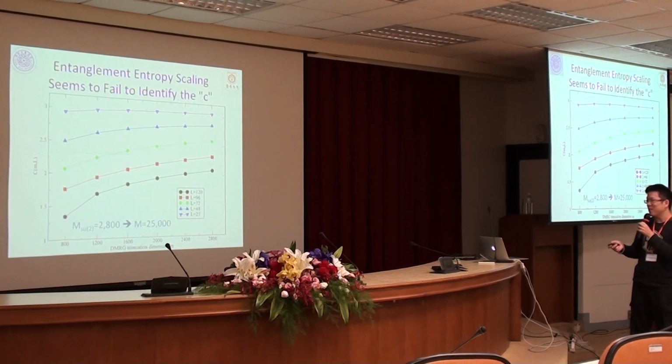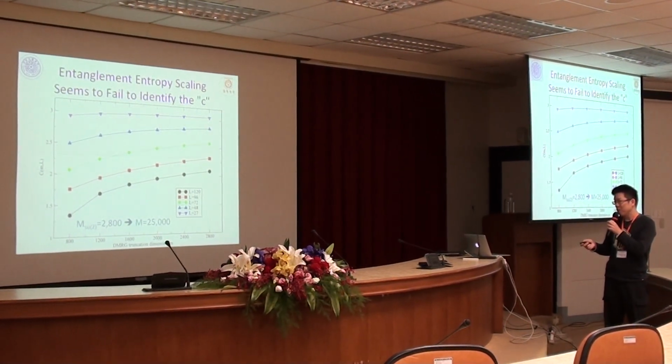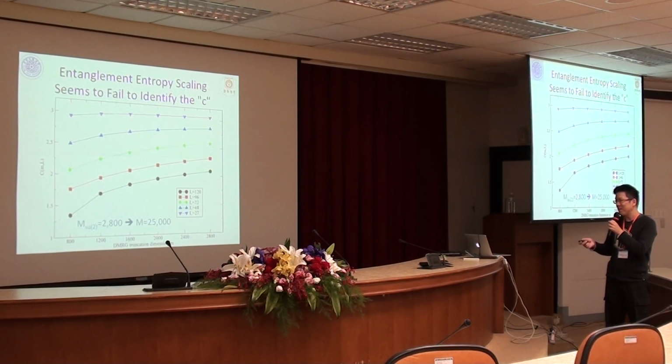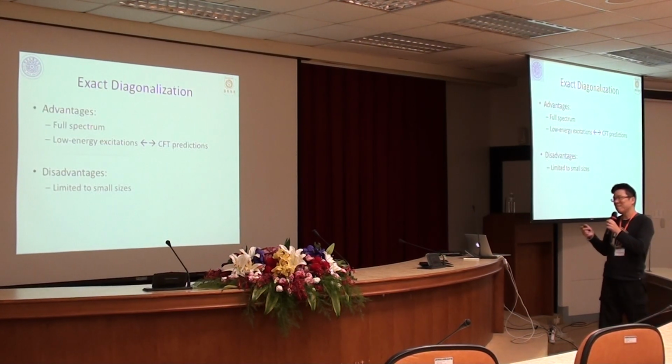I want to remind you that we are actually doing an SU2 calculation, so we keep like 2,800 SU2 bases. Effectively, that's like 25,000 normal DMRG bases, so this is already quite a large calculation in terms of DMRG. And we go up to L equal to 120. This C doesn't seem to converge. So somehow this doesn't work.